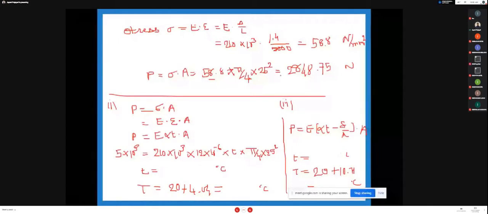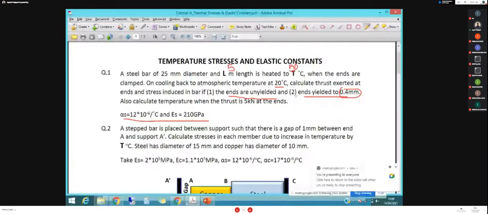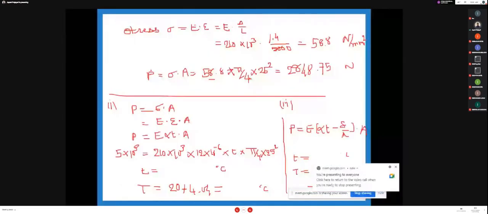So now the second calculation is over. Now the last question is also to calculate the temperature when your thrust is 5 kilonewton for both the cases. In the previous example we calculated the force. Okay, now we are doing the reverse thing.